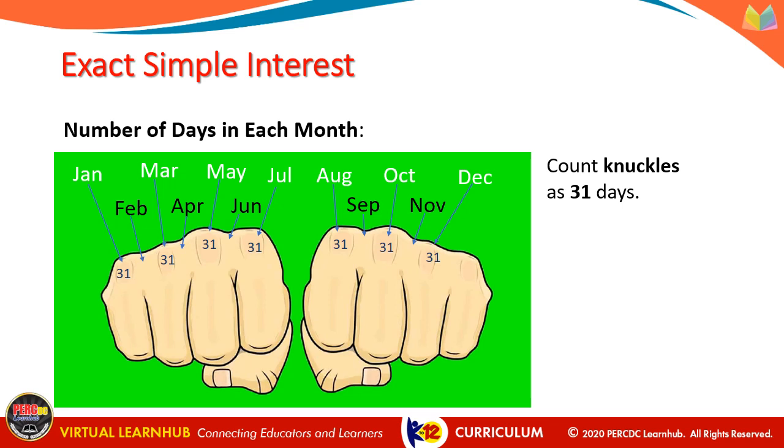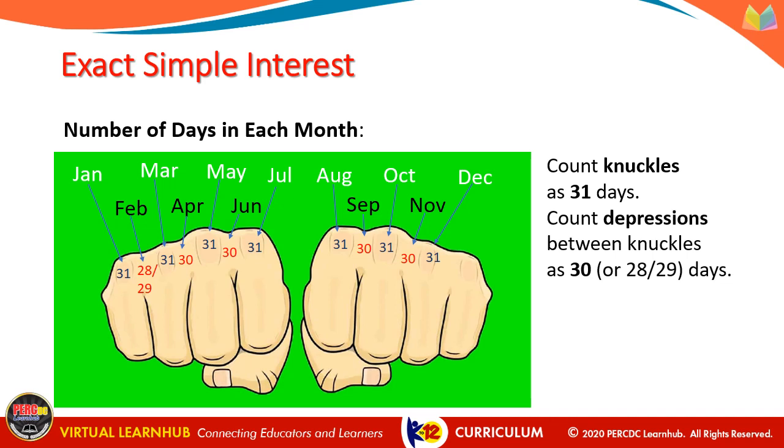And those months that land on the depression between your knuckles, February, April, June, September, November, have 30 days, or 28 or 29 in the case of February. Count depressions between knuckles as 30 or 28 or 29 days. February has 28 days during a normal year or 29 days during a leap year. April, June, September, and November have 30 days each.